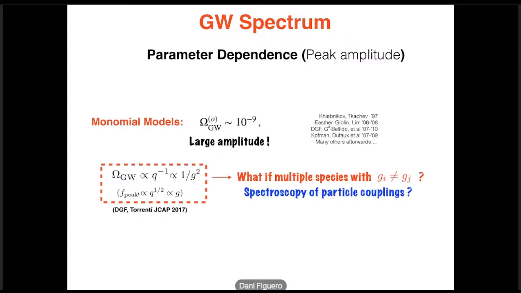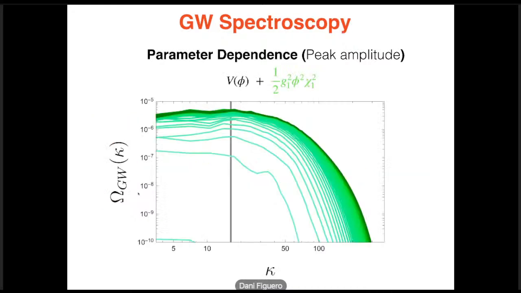And if I do have such a situation, which I think you should expect in preheating, to have more realistic scenarios, you would naturally expect a multi-particle system. The question is, can I do a spectroscopy of the particle couplings with the gravitational wave signatures? Well, in order to address this question, I'm going to put it in my cosmological simulations, and we're going to run a bunch of simulations.